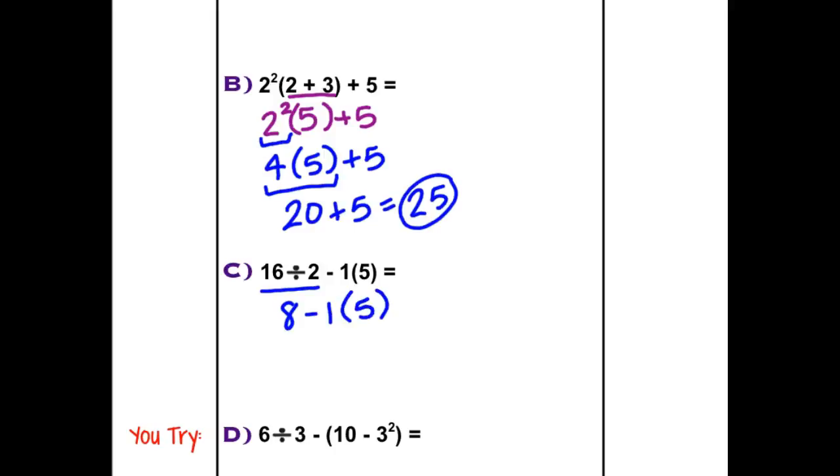And then we go to multiplication. Here's where you've got to be careful. We can take it either as a negative 1 times 5, or we can do positive 1 times 5. I'm going to do positive 1 and treat it like a minus. So we have 8 minus 5, which is 3. So remember, if you had just gone left to right, you would have done 8 minus 1, 7, times 5, which is 35, and that would not be correct.